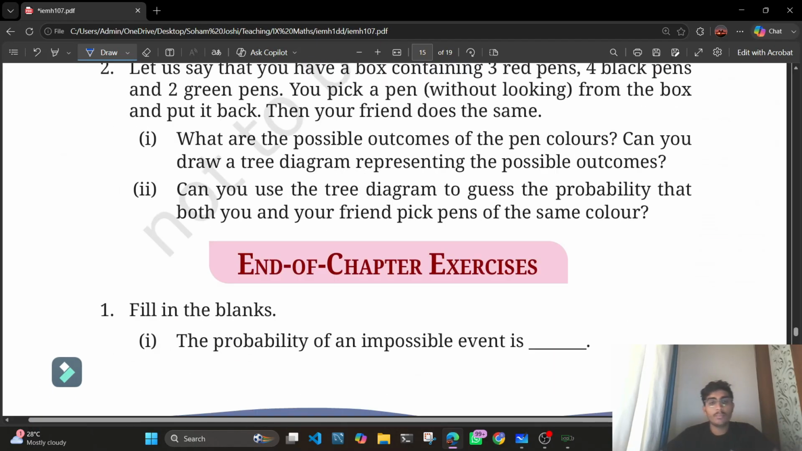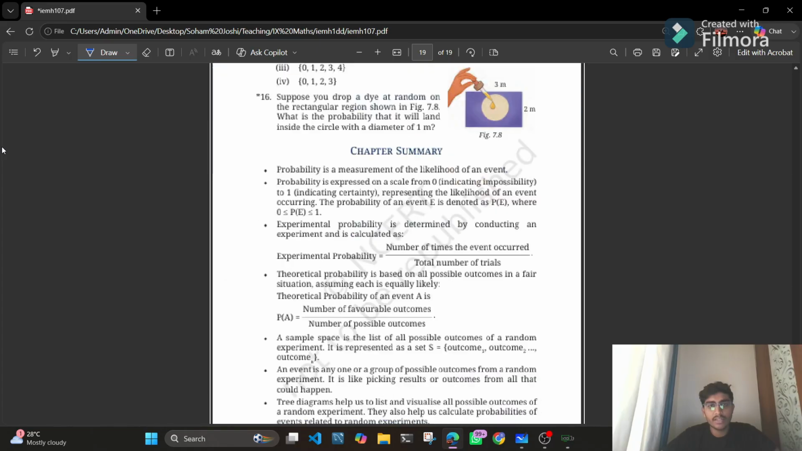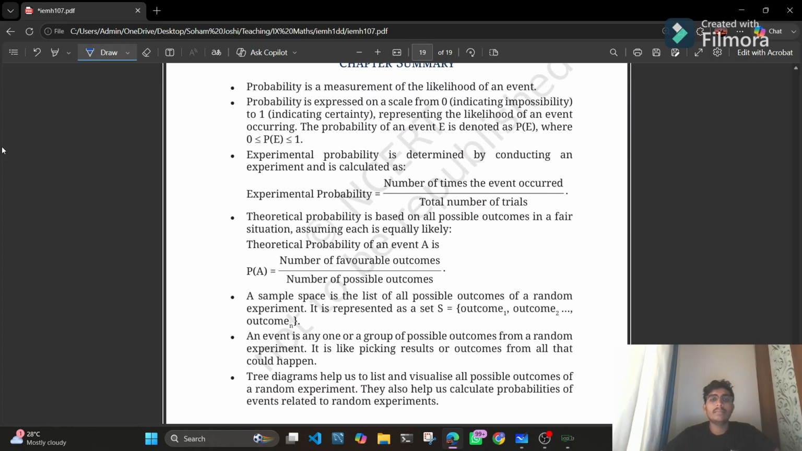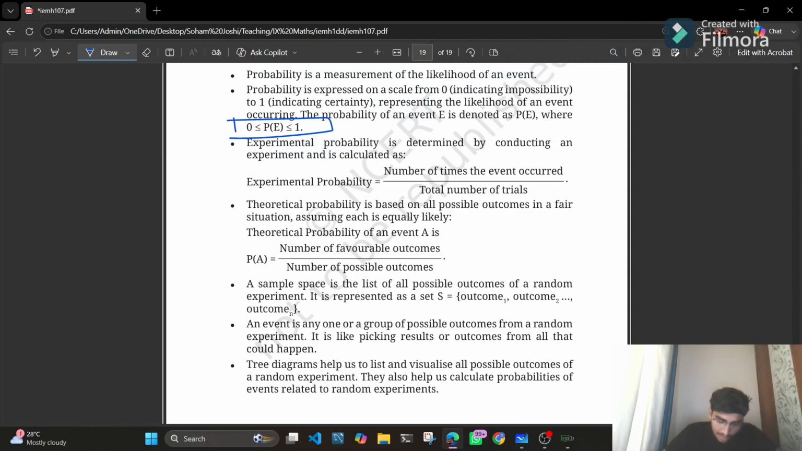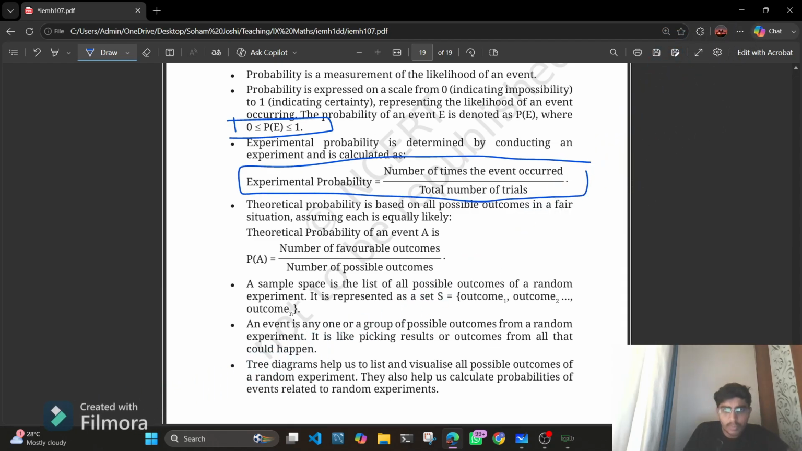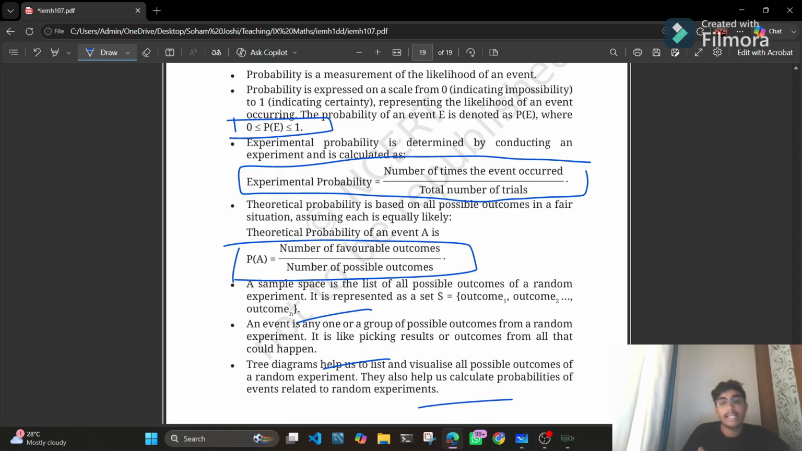Next up, you have exercise 7.4, and we are done with this chapter. I'll just quickly summarize what we have learned so far. Probability is a measurement of the likelihood of an event. Probability is expressed on a scale from 0 to 1. So the probability of any event ranges from 0 to 1. The experimental probability formula is the number of times the event occurred upon the total number of trials. Both of these would be given in the question. Then the theoretical probability formula is the number of favorable outcomes upon the number of possible outcomes. Then we have what is sample space, what is an event, and what are tree diagrams.